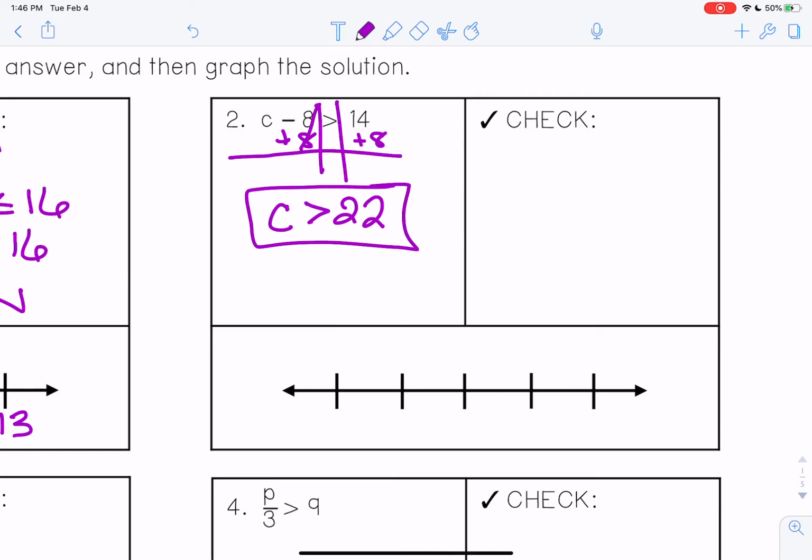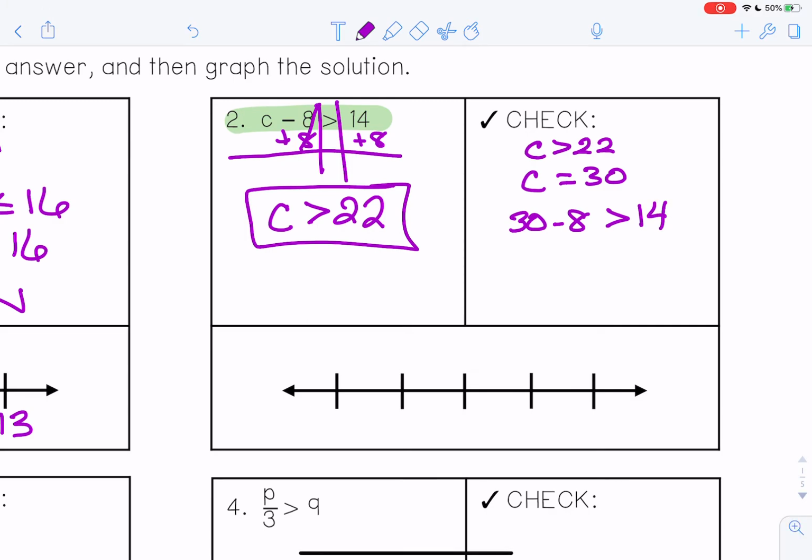Now, if C is any number bigger than 22, right, I can choose any number bigger than 22 to check my answer. So in this case, I'm going to say that C equals, I don't know, what does C equal? C can equal 30. That's definitely bigger than 22. All right, so if C equals 30, now I'm going to put it back into the original equation, and I'm going to get 30 minus 8 is greater than 14.